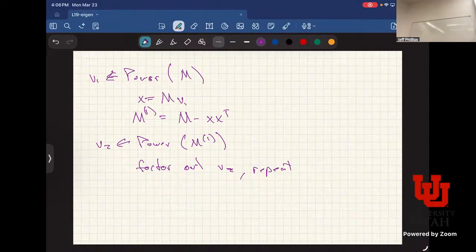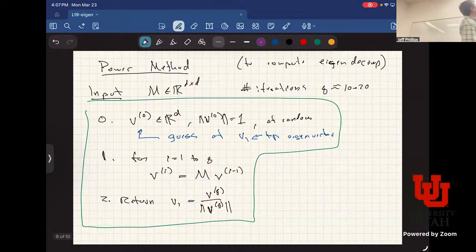And so repeat. Once I have the first eigenvector, I'm going to factor out the component associated with it, then call the power method again on what's left to get the second eigenvector, factor this out and repeat. This is some detail, but the most important part is the power method, which gives me just the first eigenvector, V1 here.